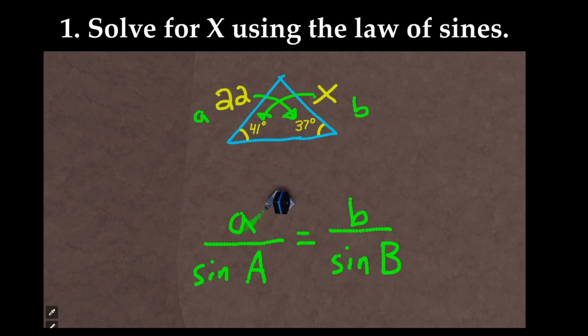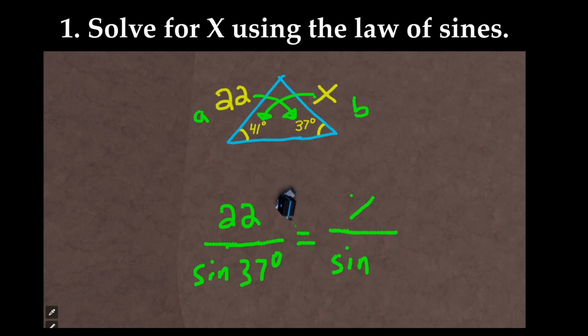Now let's fill in everything and try to solve for x. I'm just going to erase all this here. So we said that a is 22, and the angle that corresponds to 22 is 37 degrees. And then we had x for b, and the angle opposite to side x is 41 degrees. Now, all you need to do is compute this and solve for x.